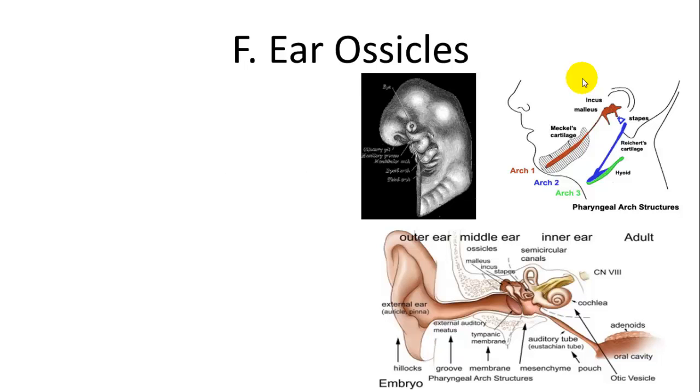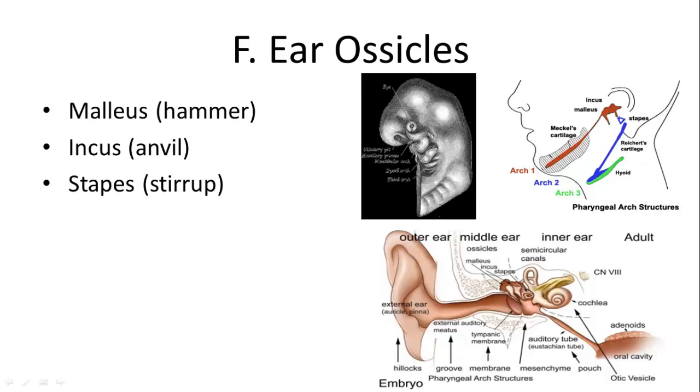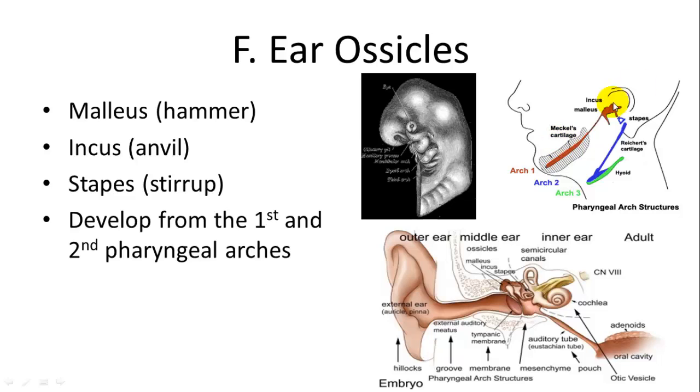The ear ossicles are 3 small bones found in the middle ear, in this area here, and they are the malleus, incus, and stapes. They look like a hammer, anvil, and stirrup. That can help you remember those names. They develop from the first and second pharyngeal arches, which are embryological structures, which then develop into cartilage and then develop into bone.